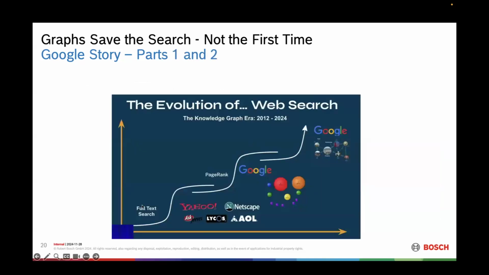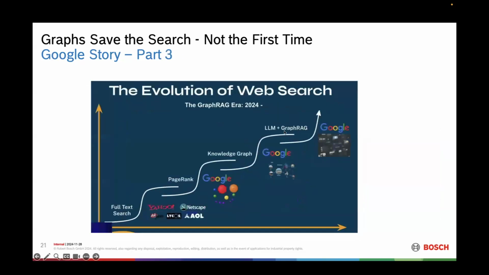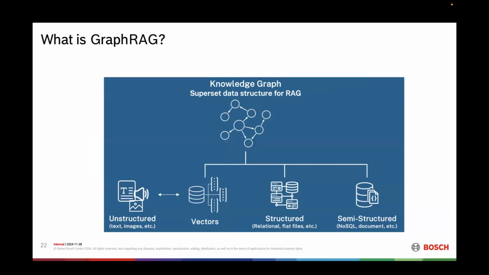So that could be seen as this pathway. In this part of the Google story, we came through PageRank into knowledge graphs, and now it went further when the LLMs and GraphRAG are coming. This is the new era of the graphs, and what is really exciting to see here is that graphs come to the rescue one more time. When we get to the data, we're really destined to graphs.